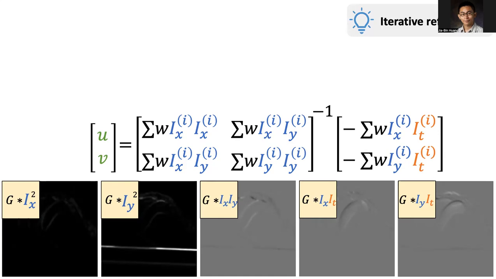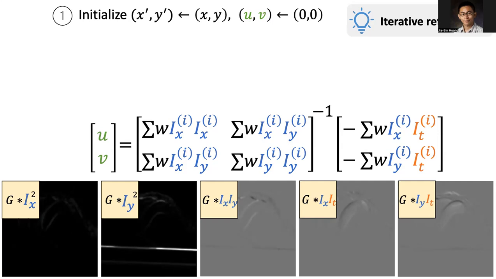So the idea to fix this is that you can apply the same algorithm multiple times to get to the solution. This is the idea of iterative refinement. We need 2 ideas to solve for larger motion. The first idea is iterative refinement. Initially I don't know where the pixel goes, so I just assume that the initial motion is 0, 0. Basically, assume that nothing moves.